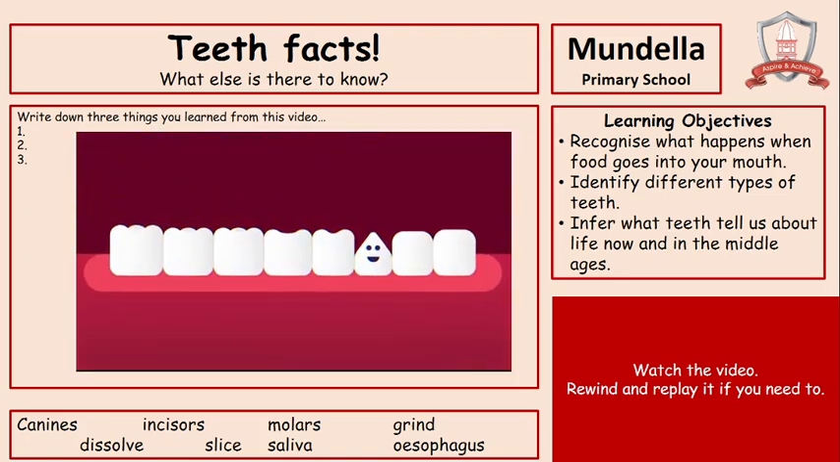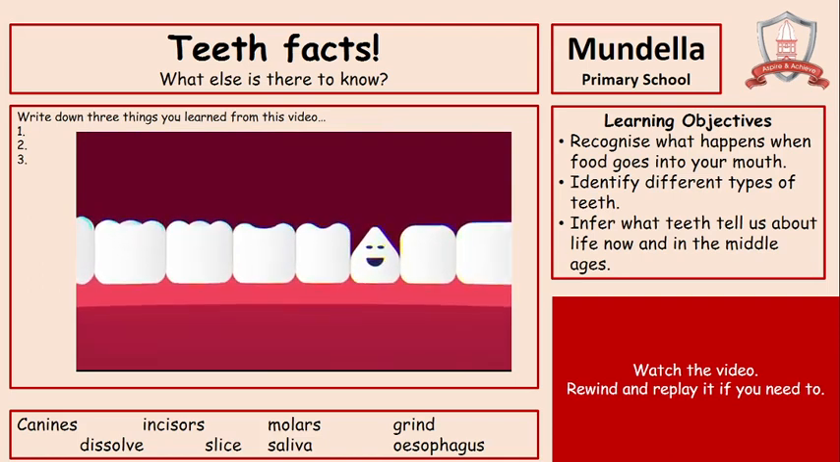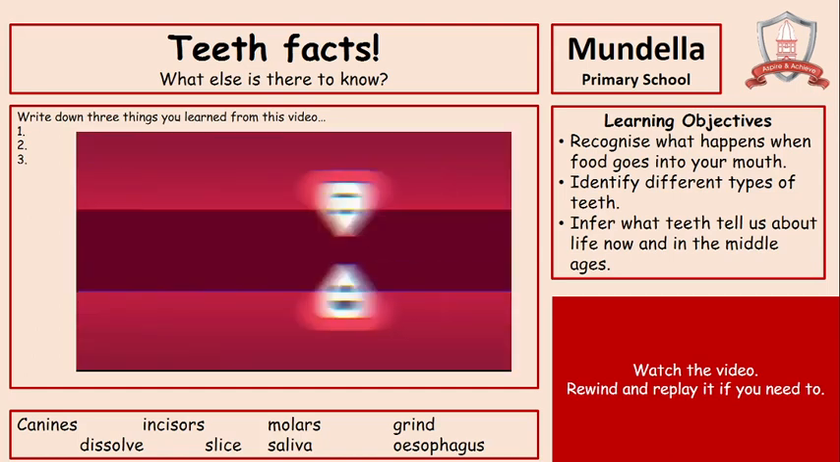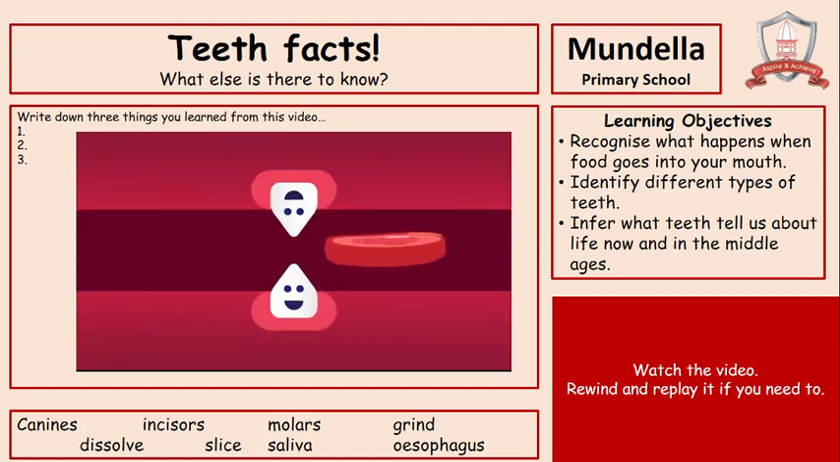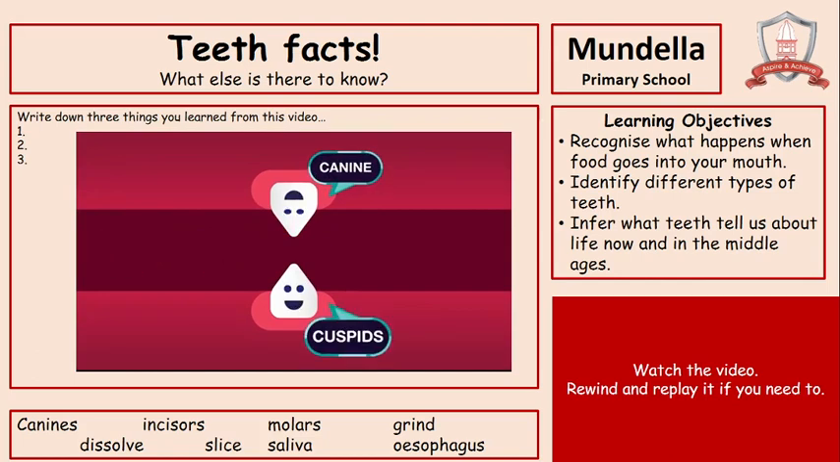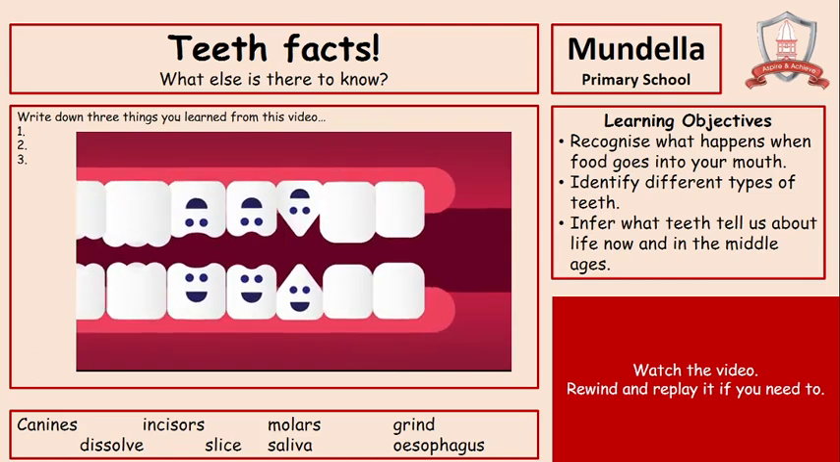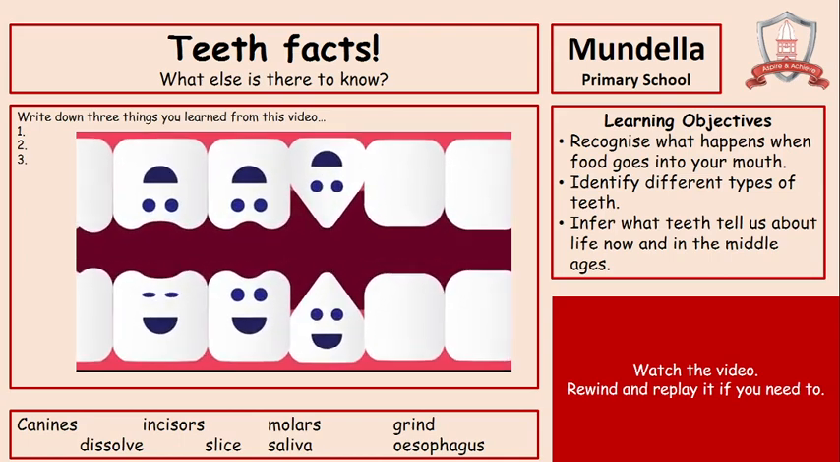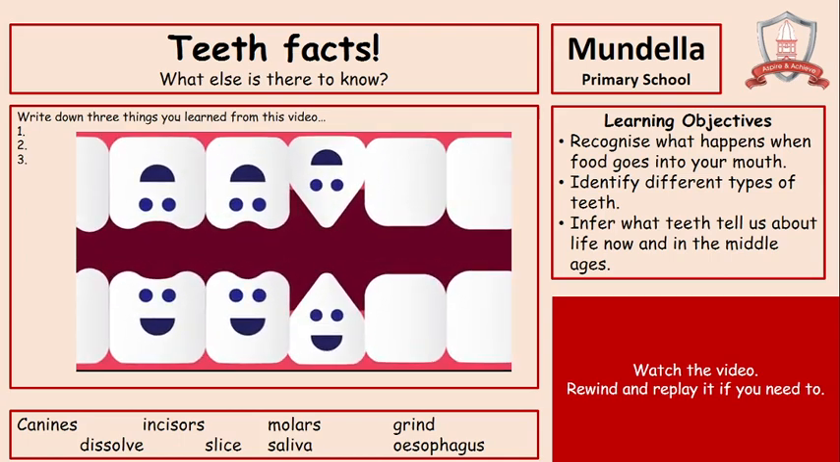Canines are 4 teeth which sit next to the incisors. We have 2 canines at the top of our mouth and 2 on the bottom. Canines have a sharp, pointy surface for tearing food. Canines are also called cuspids. Premolars are 8 in number and sit next to your canines. There are 4 premolars on top and 4 on the bottom.